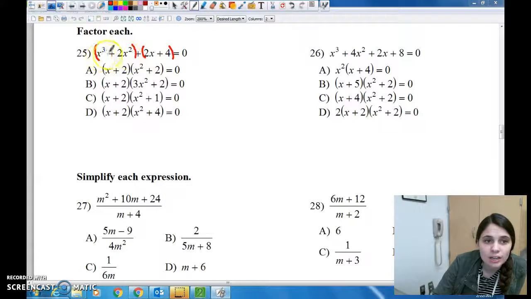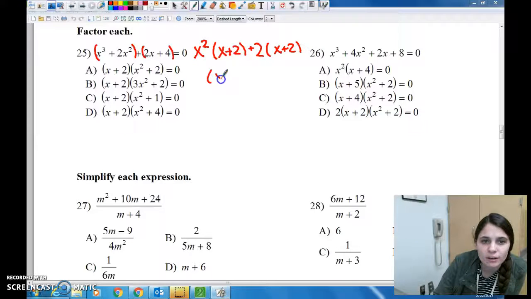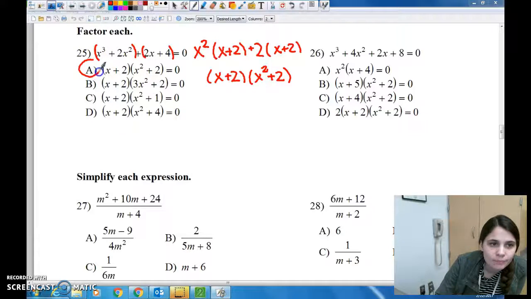Of these 2 terms, I can factor out an x squared, and then I'm left with x plus 2. And on this side, I can factor out a 2, and I'm left with x plus 2. So again, my parentheses match, so my first factor is an x plus 2. My second factor is x squared plus 2. And that's the end. Option A.